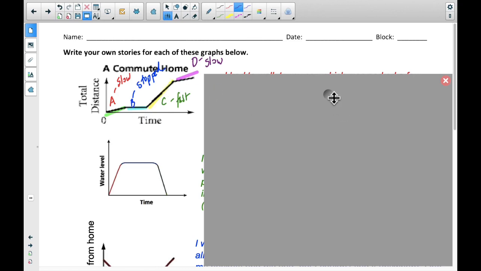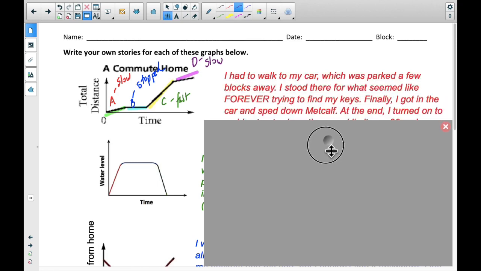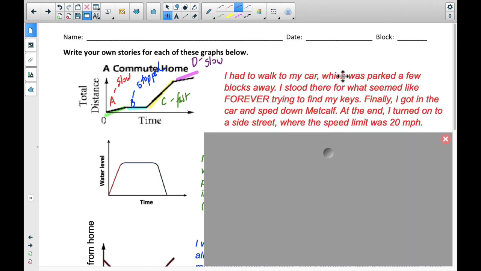So I came up with a little story. It might not be the best story, but it is a little story. So I had to walk to my car, which is parked a few blocks away.